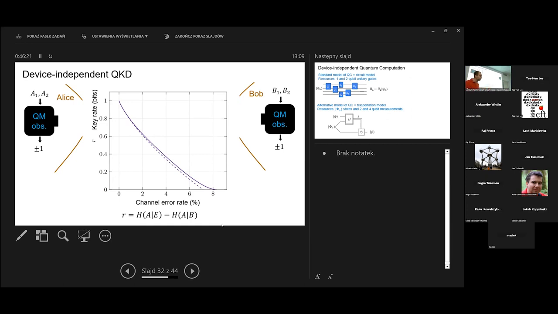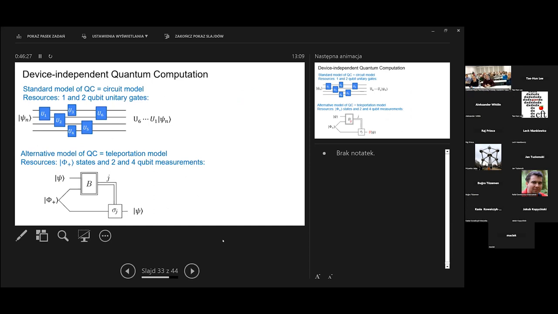So you can also do QKD. You can also do a full-fledged quantum computation. So how does that work? The standard model of quantum computation that you know presumably is the circuit model.